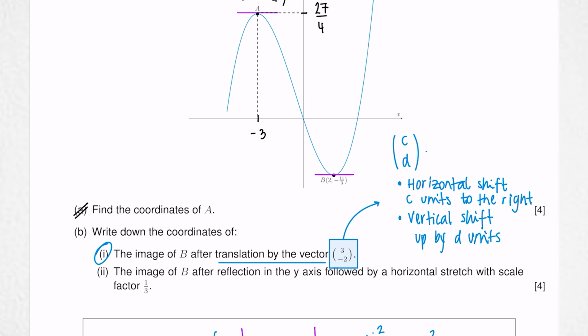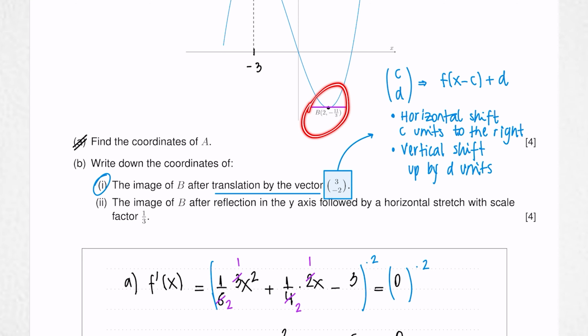So basically what we have here is f of x minus c plus d, and if we're taking this point, point B, and shifting it to the right by 3 units, that means that the new x coordinate will be 5. And if we go down by 2 units, so translate it down 2 units, that means that we get a new y coordinate, negative 11 over 3 minus 2, which is equal to negative 17 over 3.